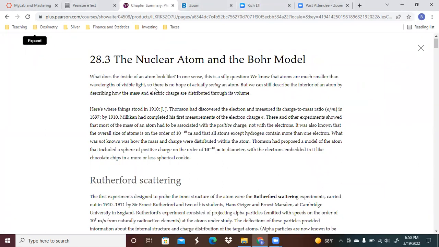So, how do you know what the inside of an atom actually looks like? I mean, you've got concepts out there that have been handed to you, but how do you know? We know that atoms are much smaller than the wavelengths of visible light, so you really can't go into it and look at it. But how do we describe it?